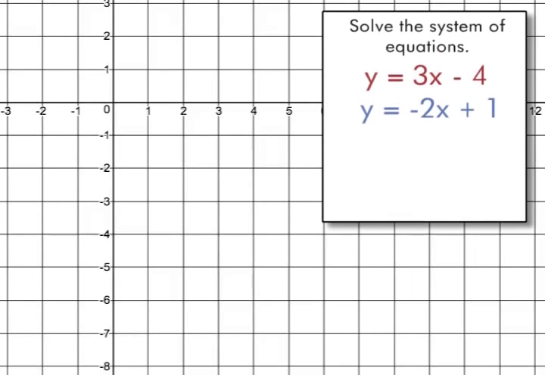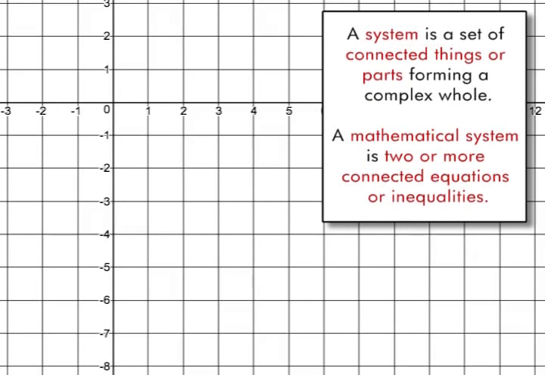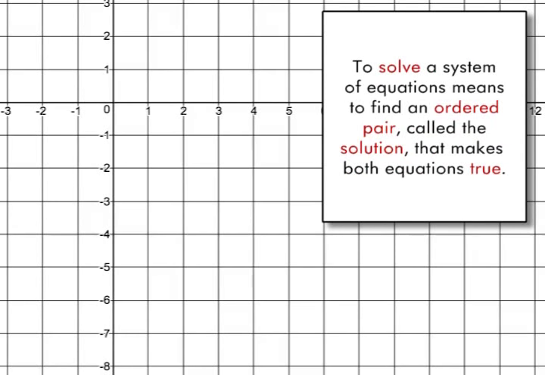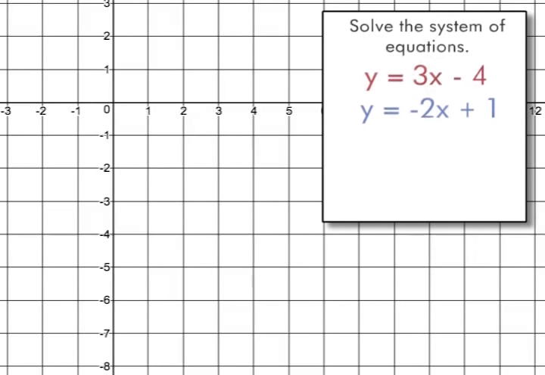y equals 3x minus 4 and y equals negative 2x plus 1. So the reason I call this a system of equations is that I have more than one equation. And so what I am doing is I am looking for a solution that makes both equations true at the same time. So the first thing I need to do is to be able to graph each one of these.